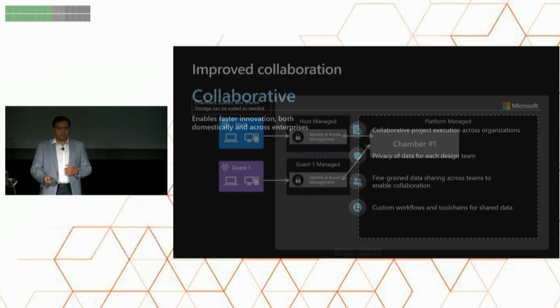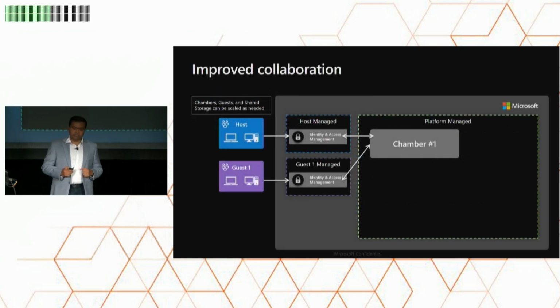So let's double click into the collaboration piece. This chart looks very similar to what you saw before. That was the traditional way of doing things in an on-prem environment. Now we're moving to cloud. So that's why you see the Microsoft logo here. So this is Azure. The green box is a platform managed infrastructure. On the left, the gray box is Azure. And on the left, you have customer tenants.